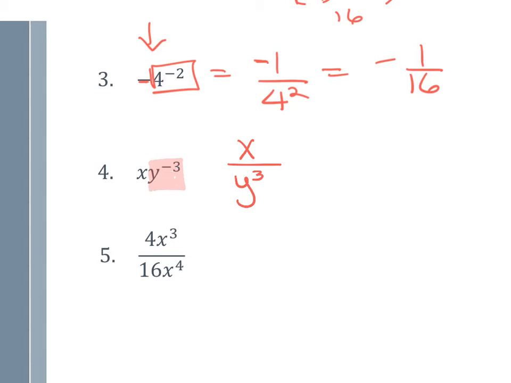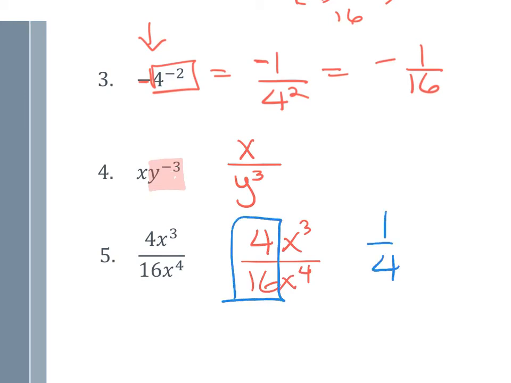The next problem I can do several different ways. First of all, I could just simplify. So I could take 4x to the third, 16x to the fourth. I could reduce the 4/16 and make this 1/4. And then for the x's, I could just simplify it. Take these 3 away and leave 1 in the denominator. I can simplify it that way.